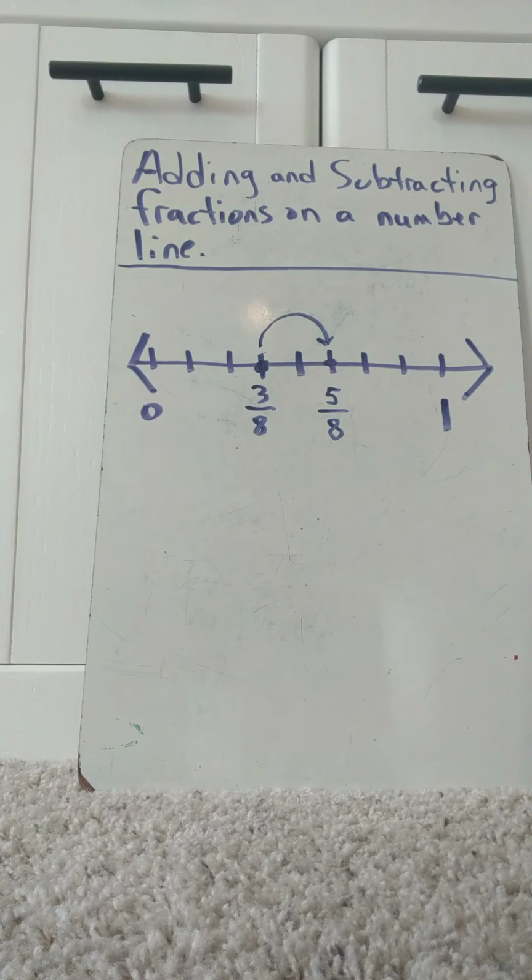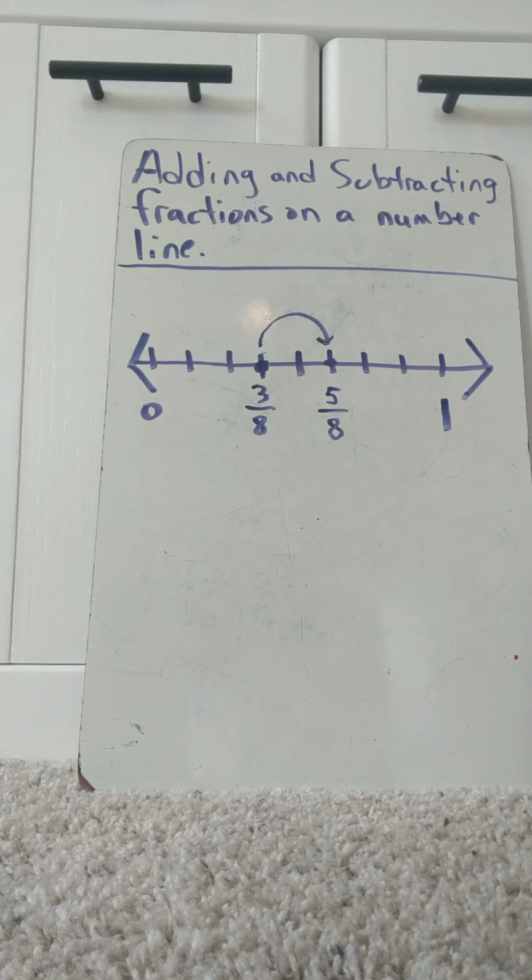Okay, so on your quick check, this is what you're going to see. You're going to have a number line with fractions, and they're going to be asking you which equation is represented on the number line. And we know an equation is a number sentence. So you're going to have to turn what you see into a number sentence.